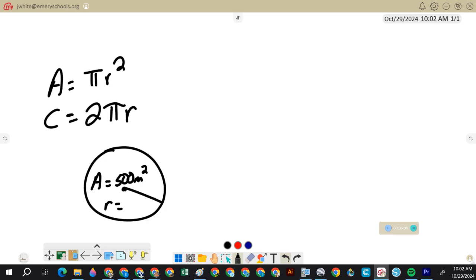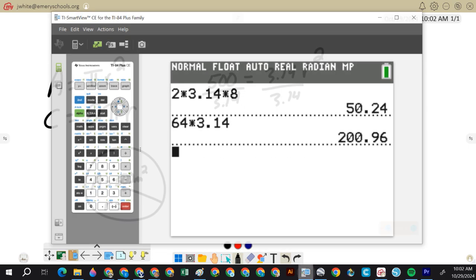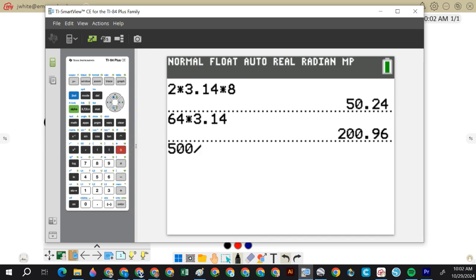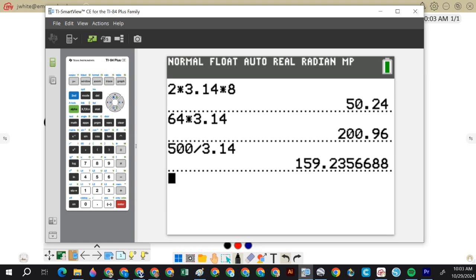So I want to know how far it is from there to there. I'm going to put 500 in here. Okay, so 500 equals 3.14 times r squared. Now I just want to solve for r. So I divide by 3.14, divide by 3.14. So 500 divided by 3.14, and I get 159.24.